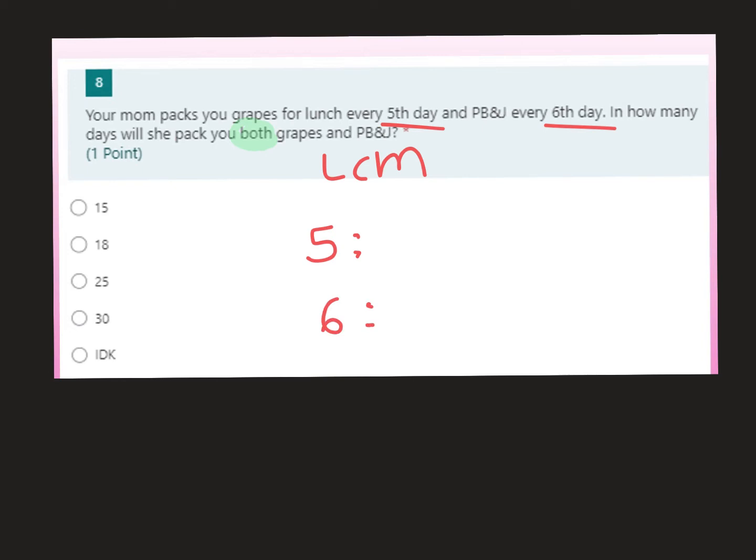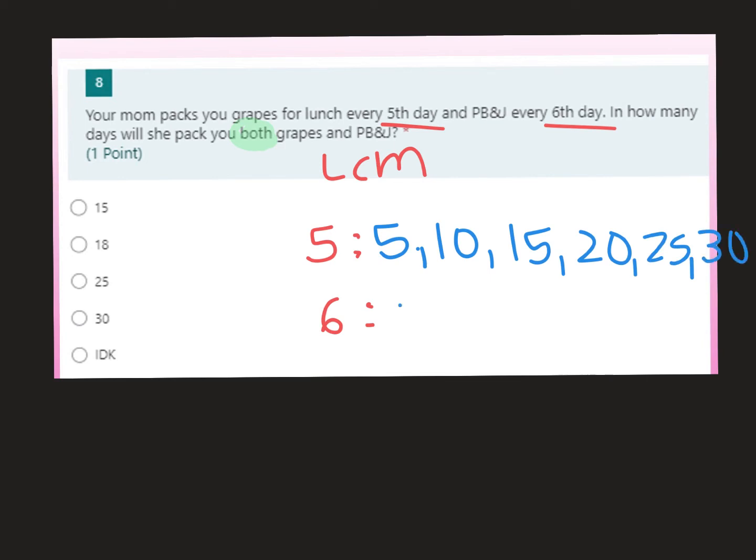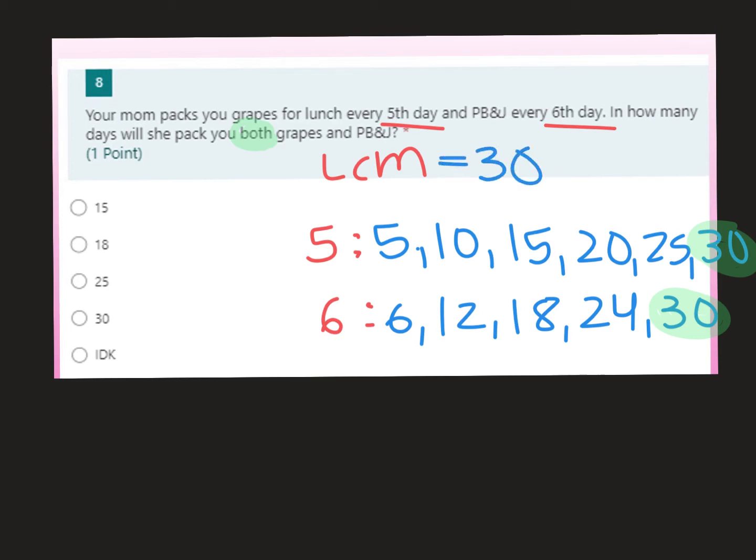So multiples of 5, that's 5, 10, 15, 20, 25, 30. Multiples of 6, 6, 12, 18, 24, 30, and we can stop there because you should be able to see our least common multiple that they both have is the number 30. Therefore, in 30 days' time, this student will have both grapes and PB&J in their lunch.